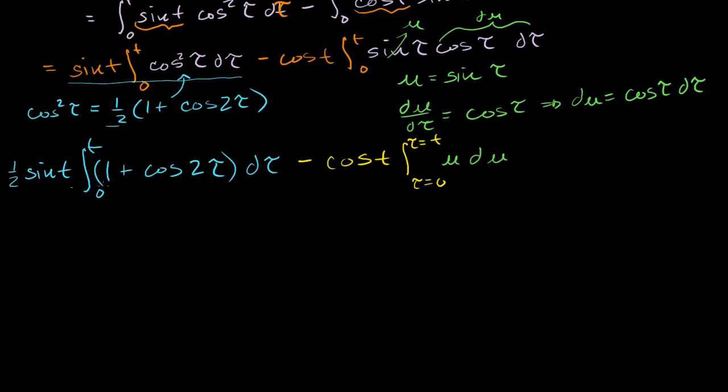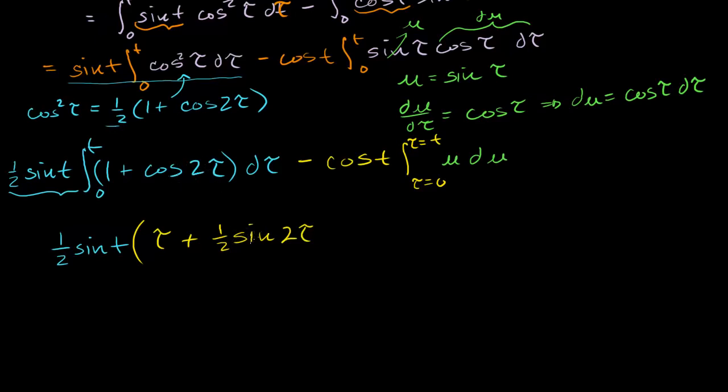So the antiderivative of this integral right here is pretty straightforward. So what are we going to get? Let me write this outside part. So we have 1/2 times the sine of t. And now let me take the antiderivative of this. This is going to be tau plus 1/2 sine of 2 tau. I mean, we could have done a u substitution. We could have said u is equal to 2 tau and all of that. But I think you could do that from recognition.